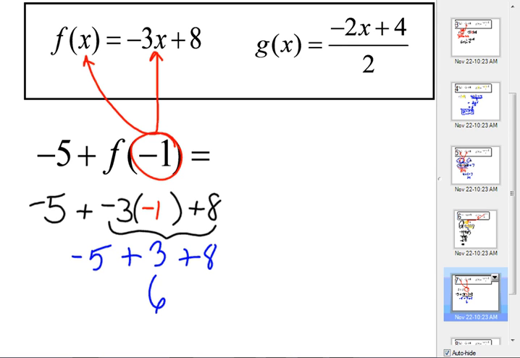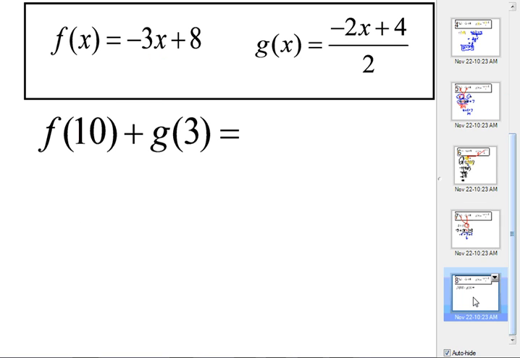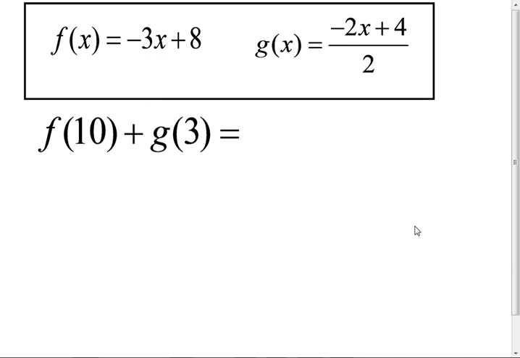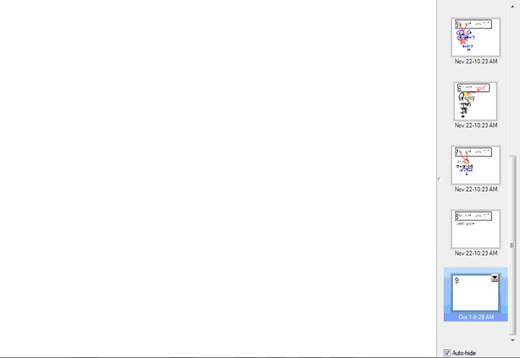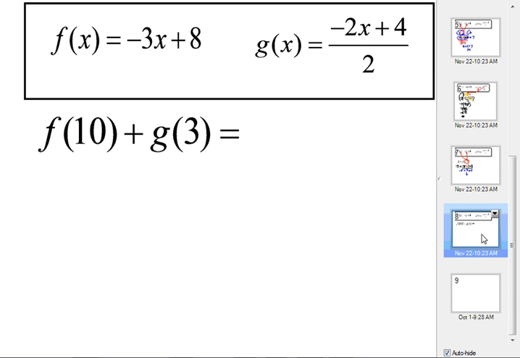Done with these yet? One more. Oh, okay, one more. F of 10. Anybody want to come up and try it? Max does. You guys try it. I'll walk around. So you find f of 10 and you find g of 3.